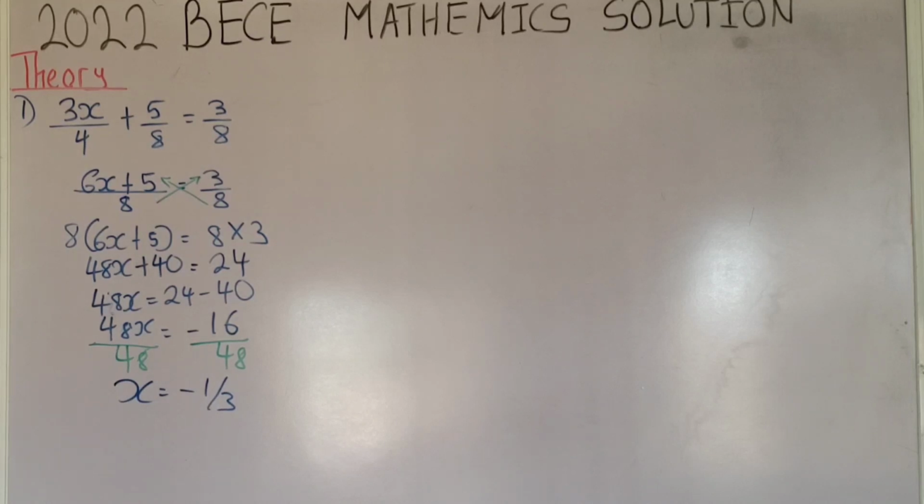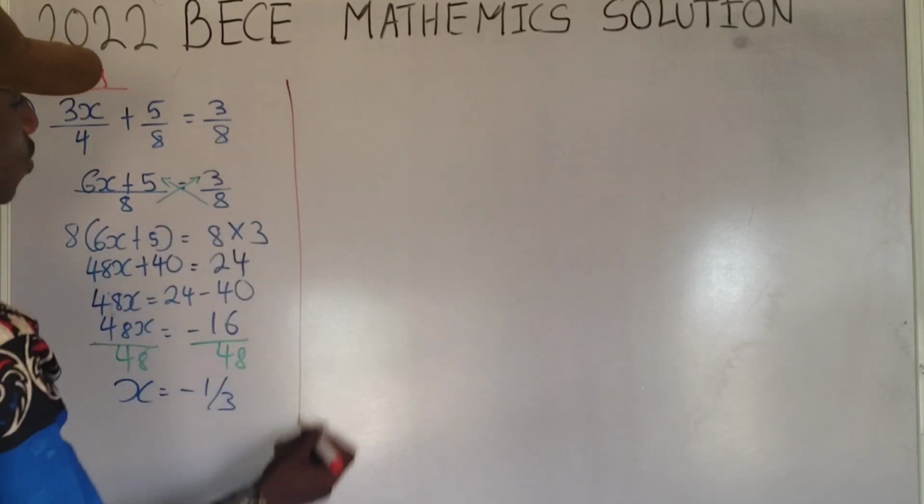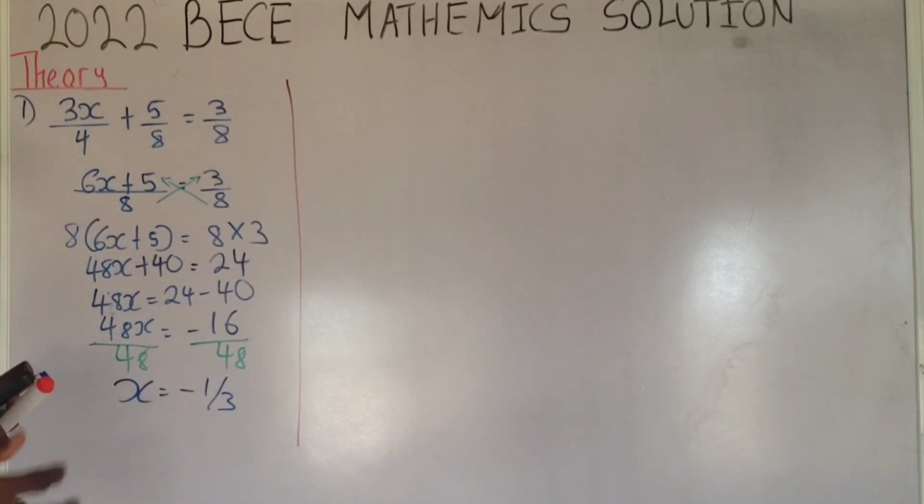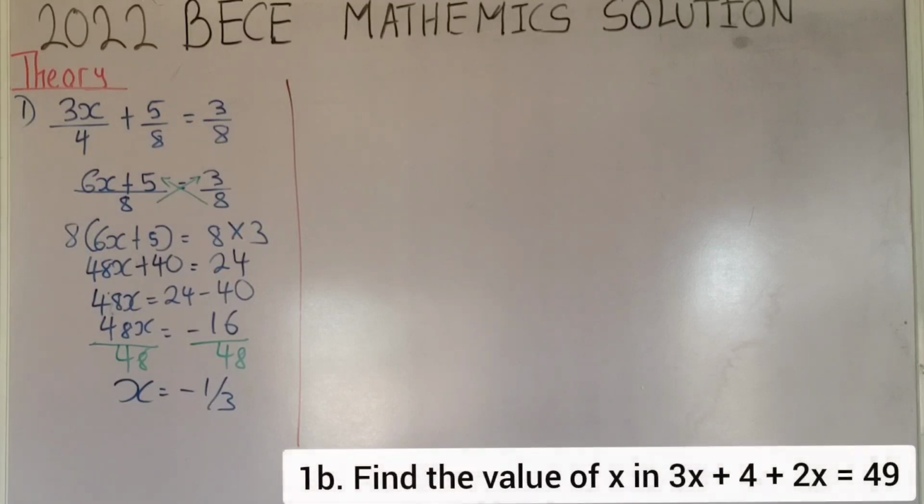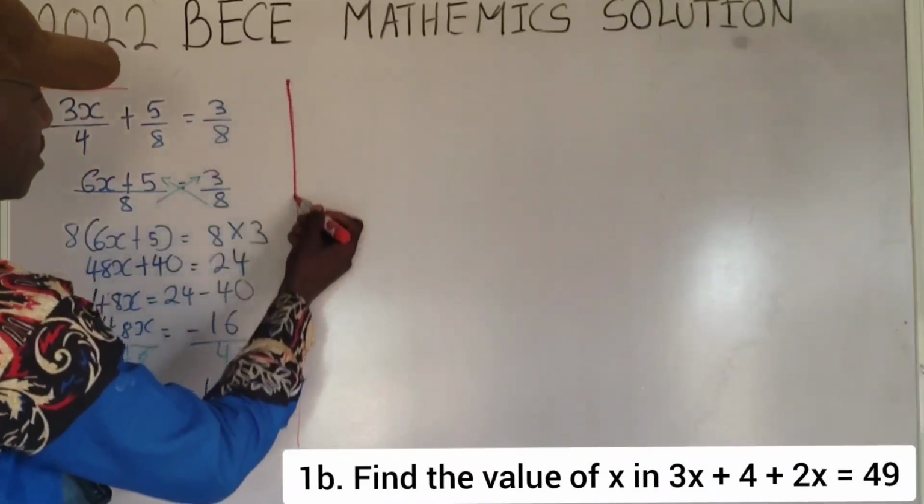Okay, now let us proceed to the second. That is still under the first question. That is question 1b. This one that we solved is question 1a. Now let us proceed to question 1b. Find the value of x in 3x plus 4 plus 2x equals 49. Find the value of x.